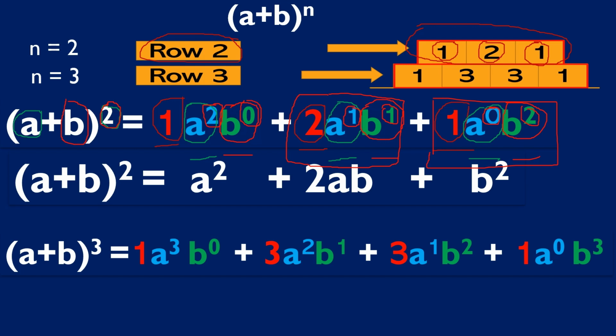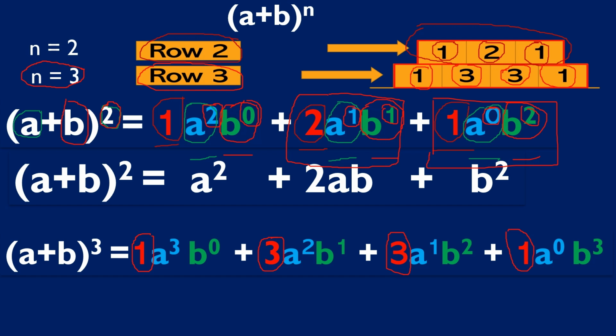Now, let's look above where n is equal to 3. It implies that we look at row 3 in the Pascal's triangle, which corresponds with 1, 3, 3, and 1 for the coefficients. When n is 3, our coefficients are 1, 3, 3, and 1, as we have clearly seen.